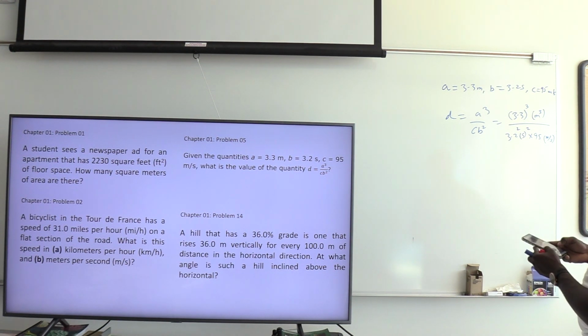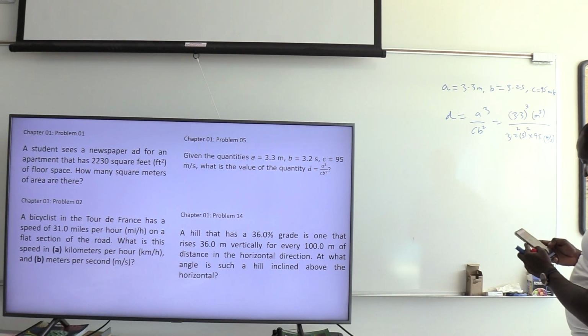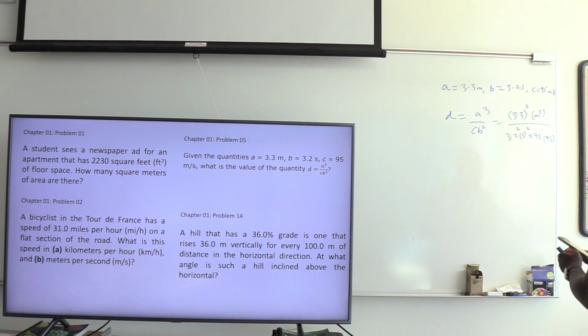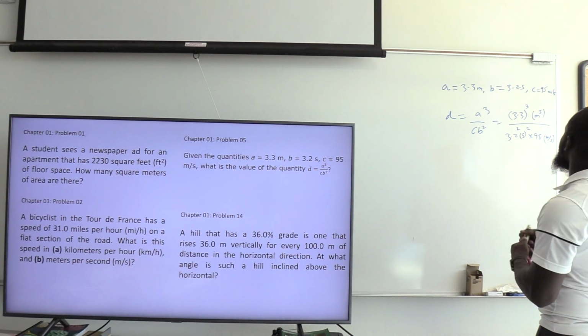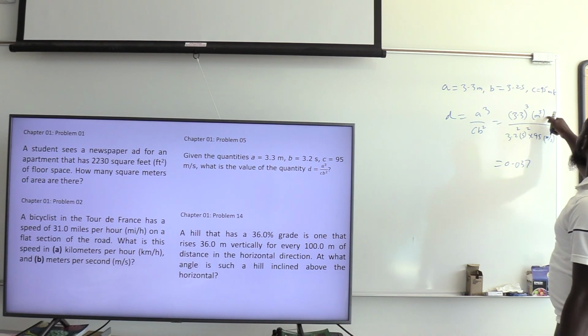So now let's do it again. 3.3 cubed divided by 3.2 squared, and then divided by 95. 0.037. So what is the unit?